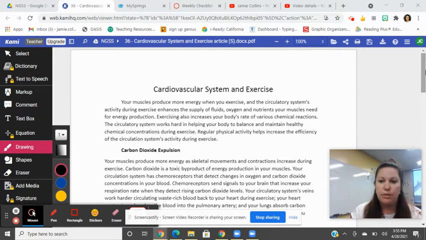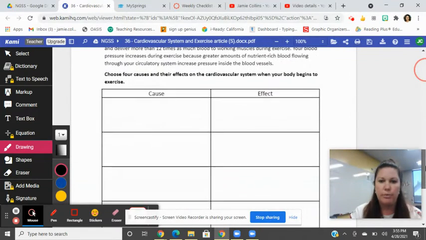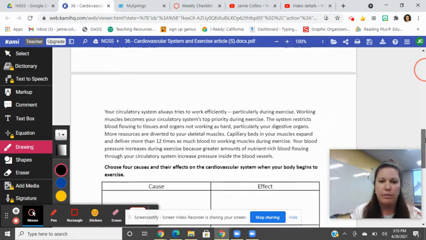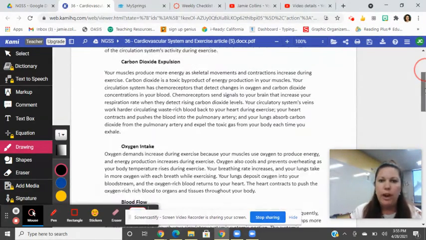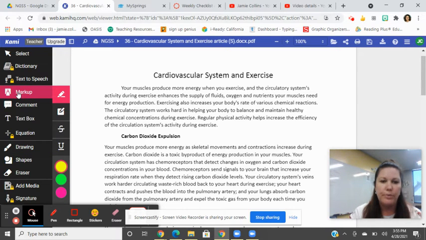So we're going to read this article together. And then we have our cause and effect right below. We'll be filling out 4 causes and their effects when we're done with our article. So if you have this printed out, we are going to be highlighting and underlining as we move along. I'm going to use my markup so that I can highlight as I'm going through it.